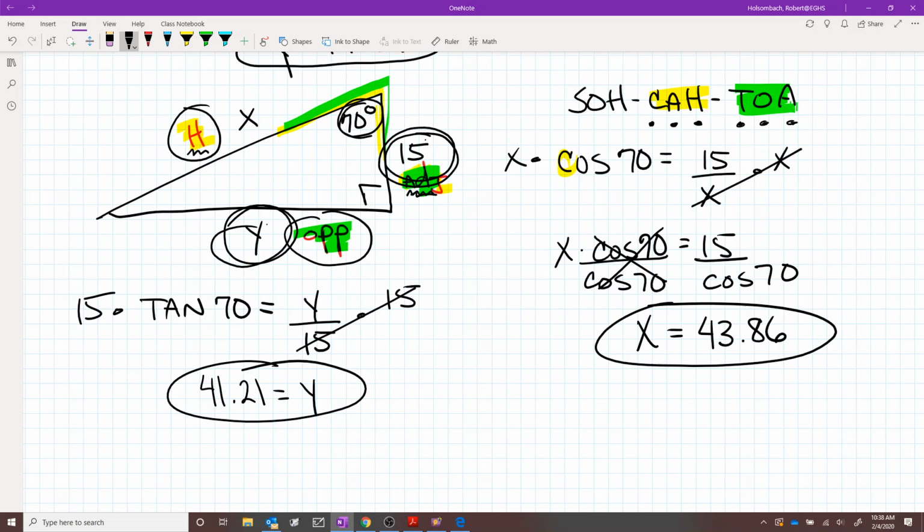Then when you go to find your other side, you see how both of these sides are rounded and we're only dealing with 2 decimal places. When you're going to find your side lengths, always use one of the sides that's given because it's a whole number, it hasn't been rounded, and you're going to get a better answer. Right? Does that answer your question?